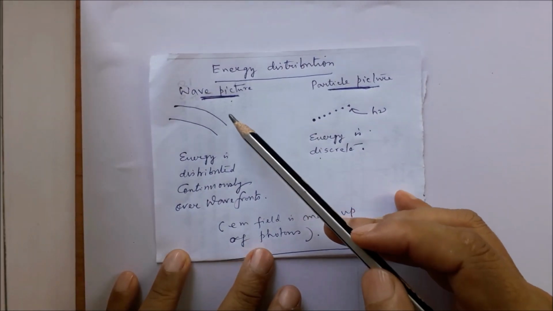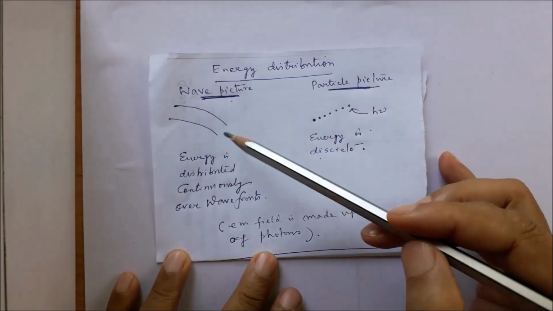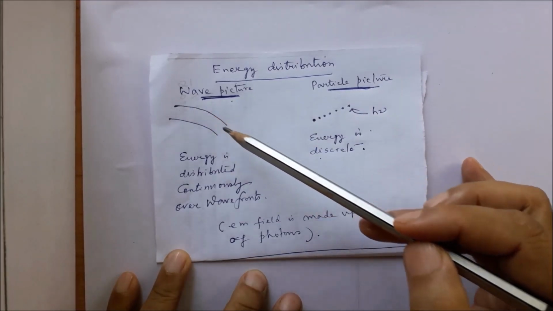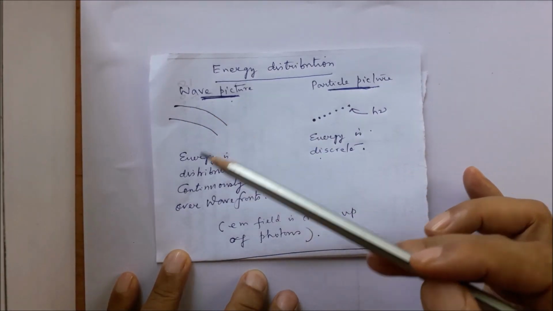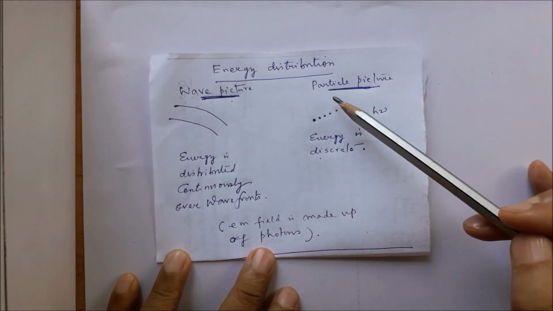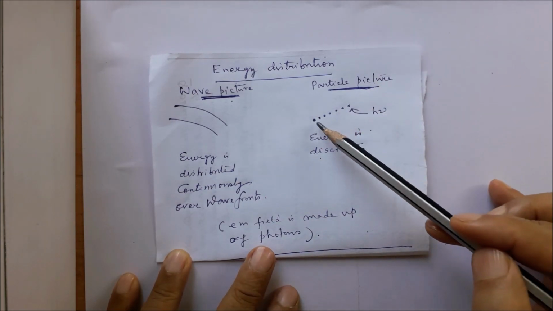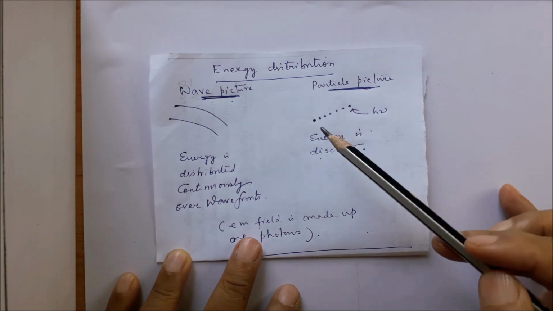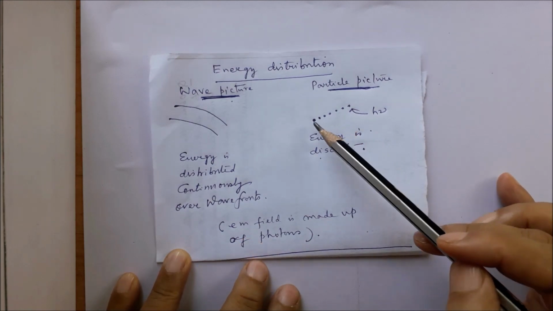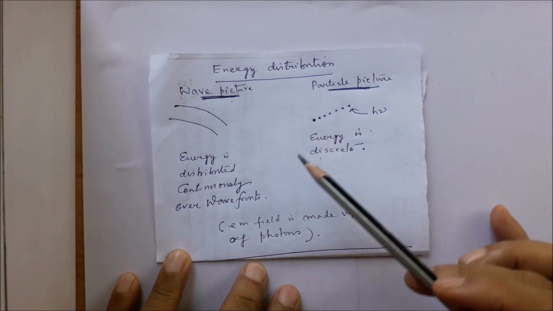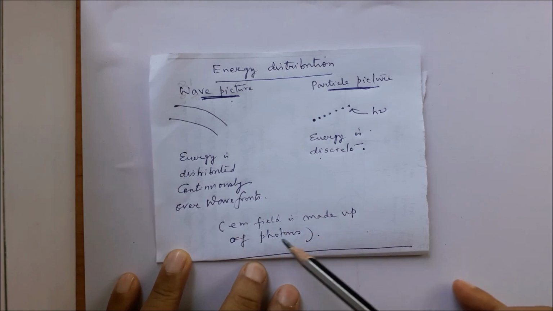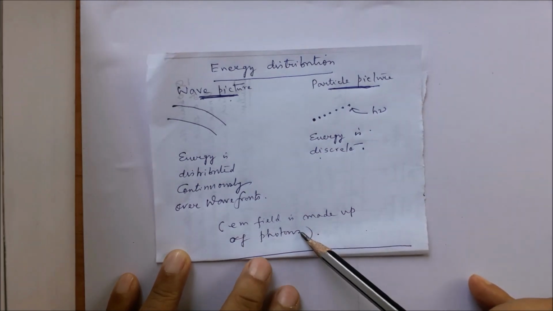If we rely on the wave picture, we know that energy is distributed continuously over wavefronts. On the other hand, if we rely on the particle picture, energy is discrete. It is parceled into indivisible units, and the electromagnetic field is made up of photons.